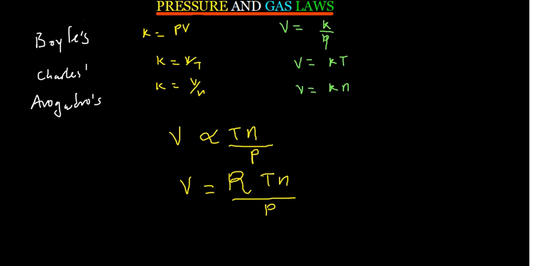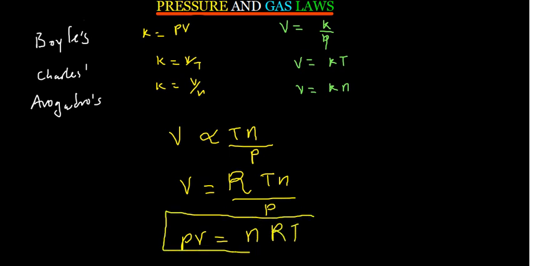So from here we are going to cross multiply the pressure and the volume. So we're going to have PV giving us, I'm starting with N and then R and then T. So this equation which we have here is called the combined gas law or the gas law equation. This is going to relate all the components that we've talked about.